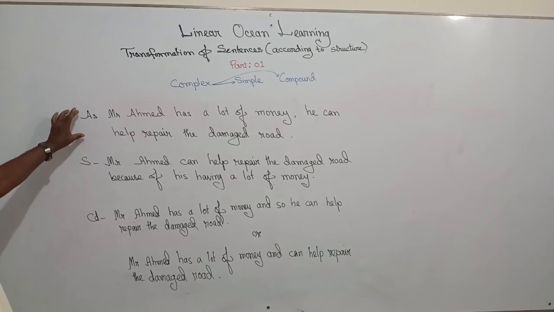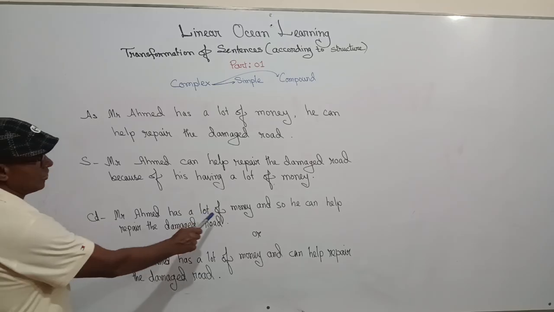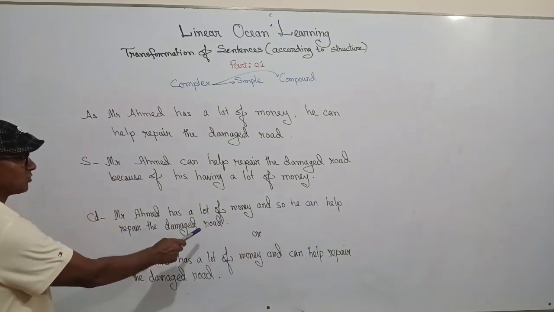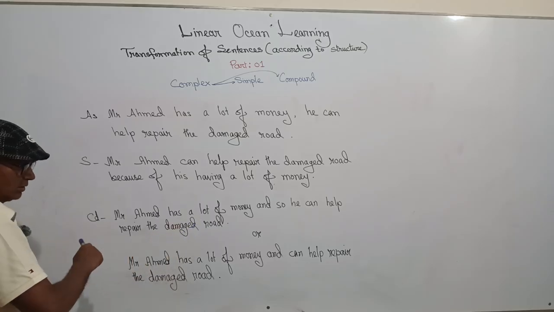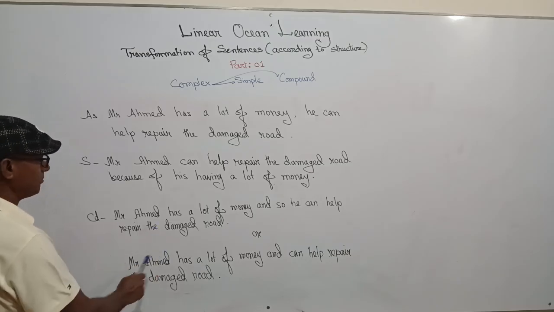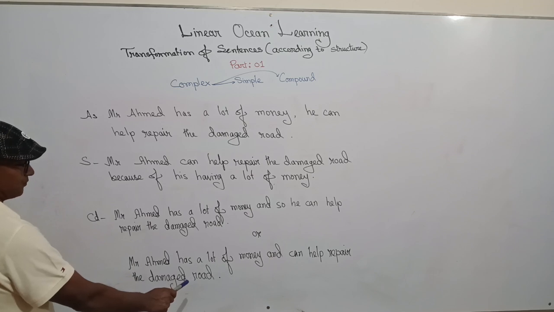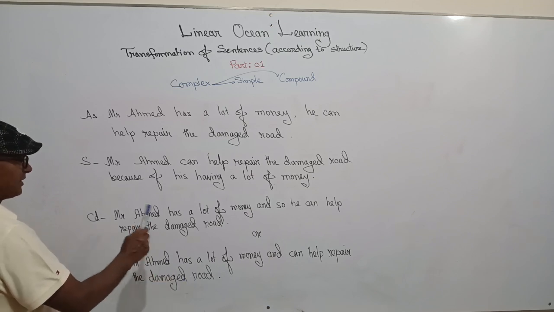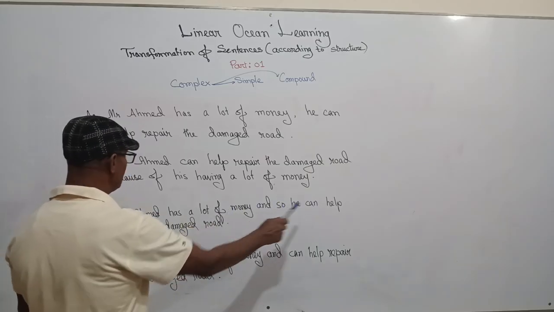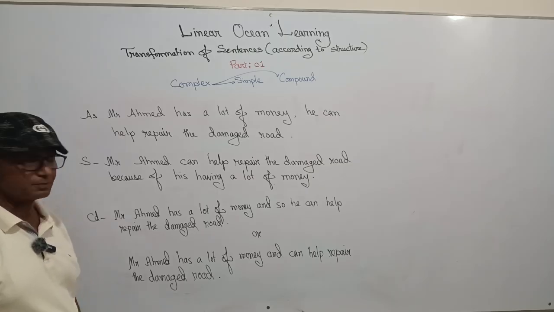If we transform it into compound, it will be: Mr. Ahmed has a lot of money and so he can help repair the damaged road. Or, in most reference books, there is: Mr. Ahmed has a lot of money and can help repair the damaged road. But isn't it better to write: Mr. Ahmed has a lot of money and so he can help repair the damaged road? Obviously, I think so.